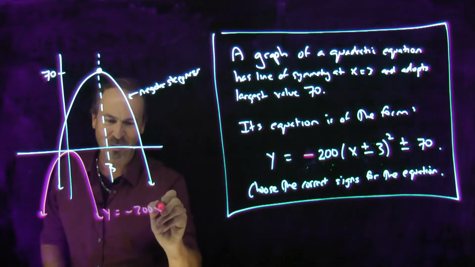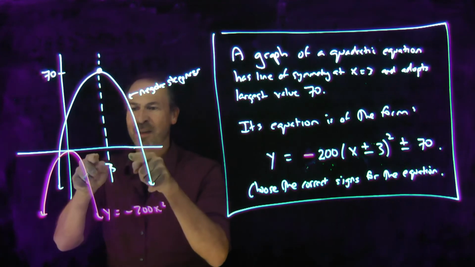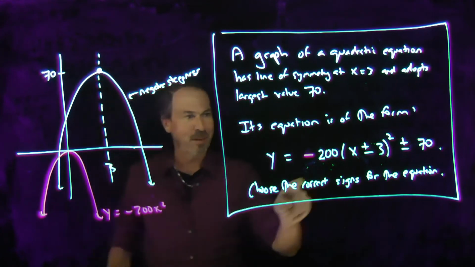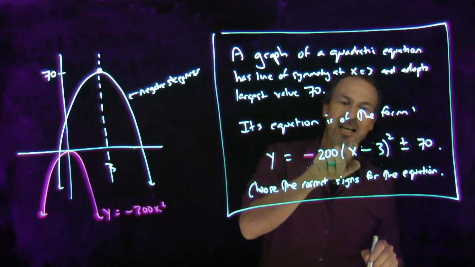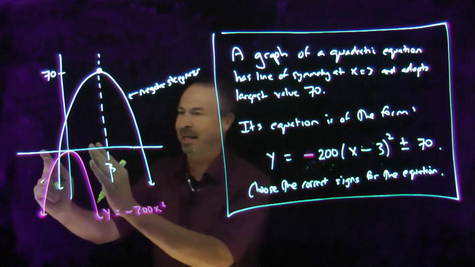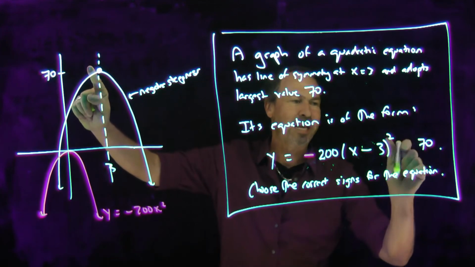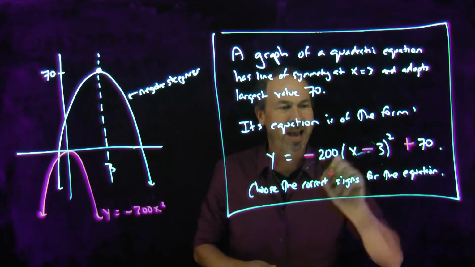If this is negative 200 x squared, then I can see I've just made this graph so that 3 behaves like 0 and then shifted everything up 70. So I want the number 3 to behave like 0, which means I need this to be a minus sign, because now 3 is behaving like 0. That gets this over here, and then to shift everything up 70, I need that to be a plus sign. So I'm doing that in pink. That's up. 3 behaves like 0.